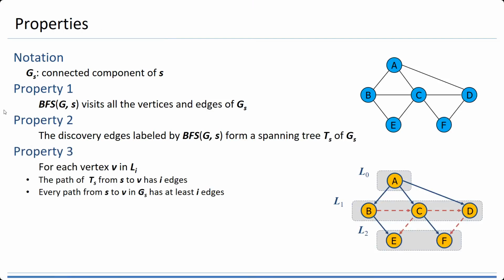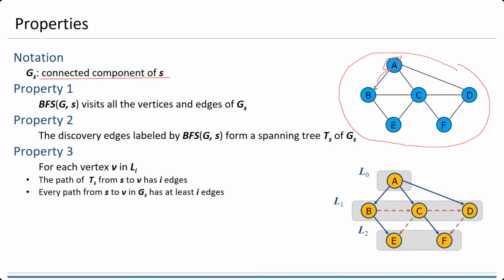If you look at the result of the BFS, here is the graph. This is the original graph. And then we are going to see the connected components of S. The connected component of S means we are going to check if the graph starts from A. Okay. So what are the connected components from A?